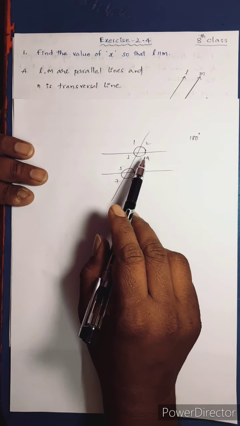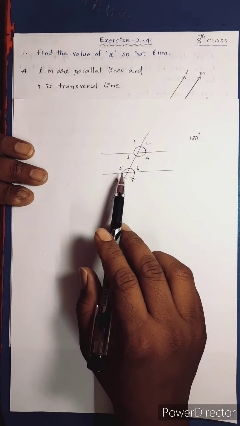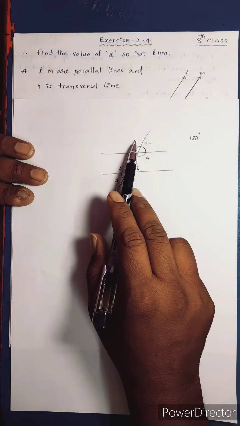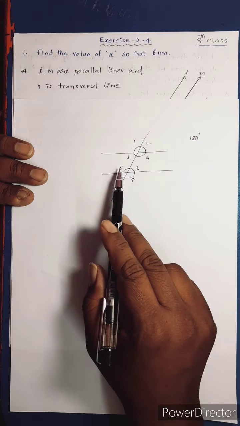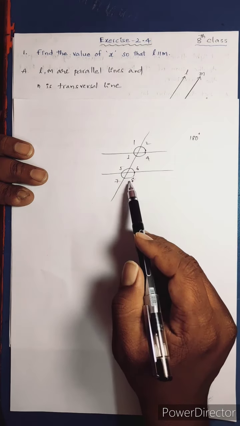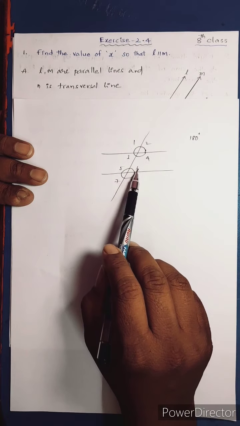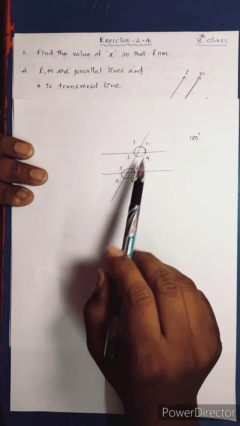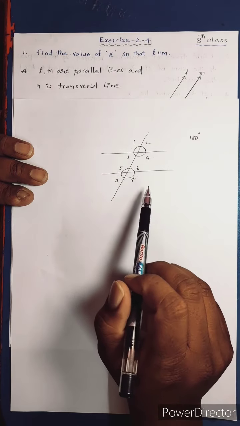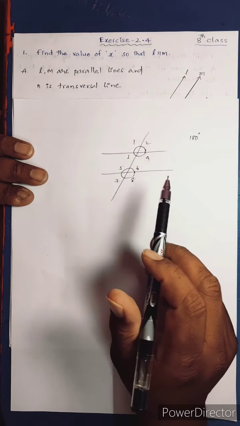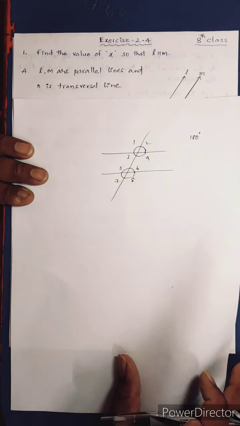And 1 and 4, 2 and 3, 5 and 8, 7 and 6, these angles are vertically opposite angles. 1 obtuse angle, 5 obtuse angle, these two angles are corresponding angles. 4 and 8 corresponding, 2 and 6 corresponding angles. 3, 4, 5, 6 are interior angles. 1, 2, 7, 8 are exterior angles. 5 and 4, 3 and 6, 1 and 8 are alternate interior and alternate exterior angles. All these we learned in the previous class.